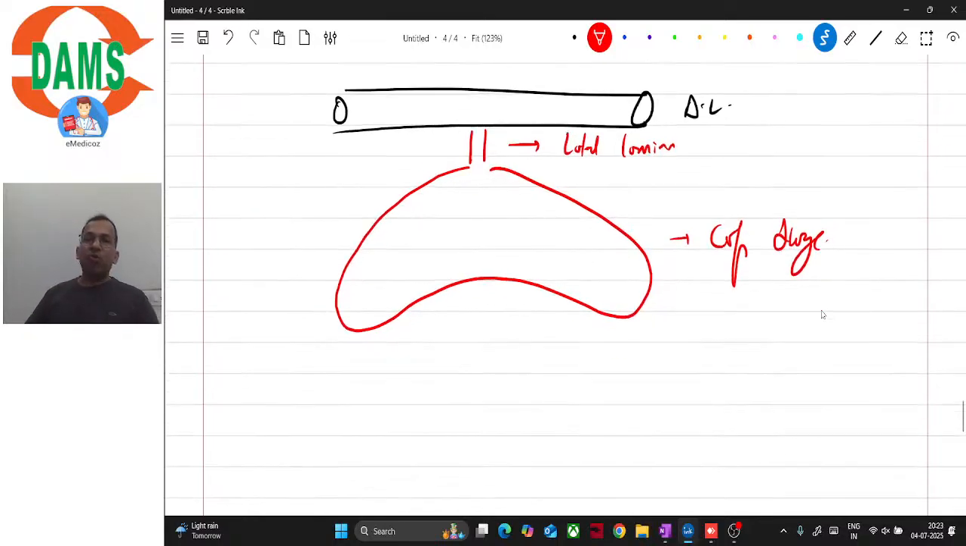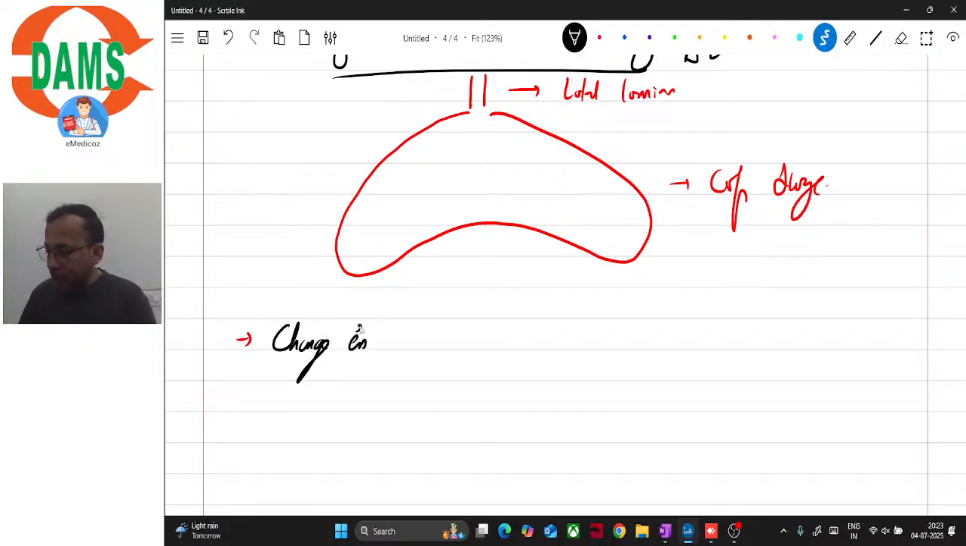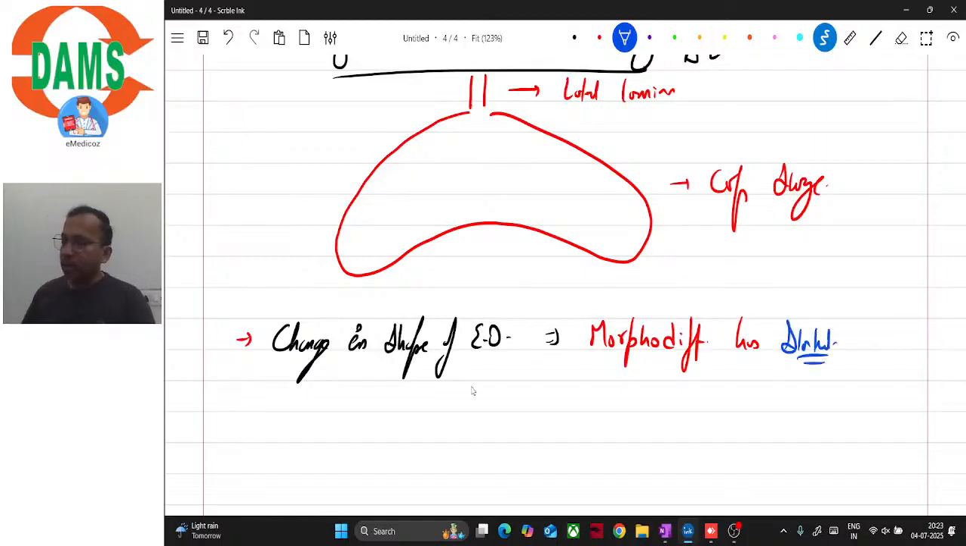So with the transition of bud to cap stage, do you think there has been a change in the shape of the enamel organ? There is a change in shape of enamel organ, and hence we can say that now the morphodifferentiation has started, isn't it? The morphodifferentiation stage has begun.